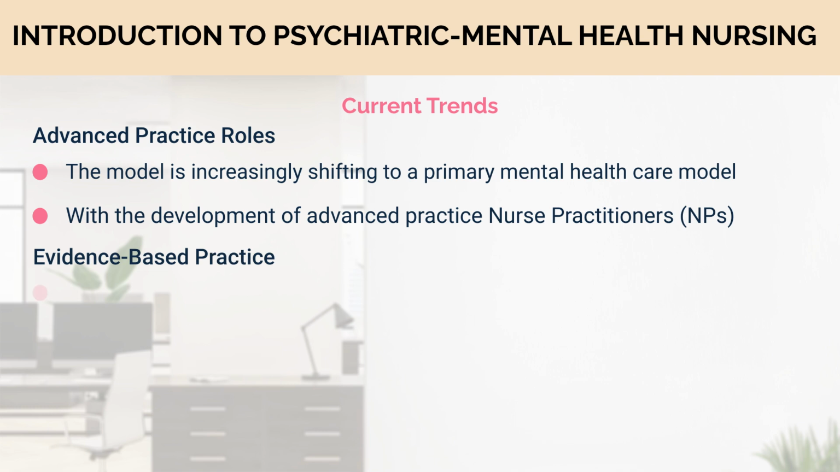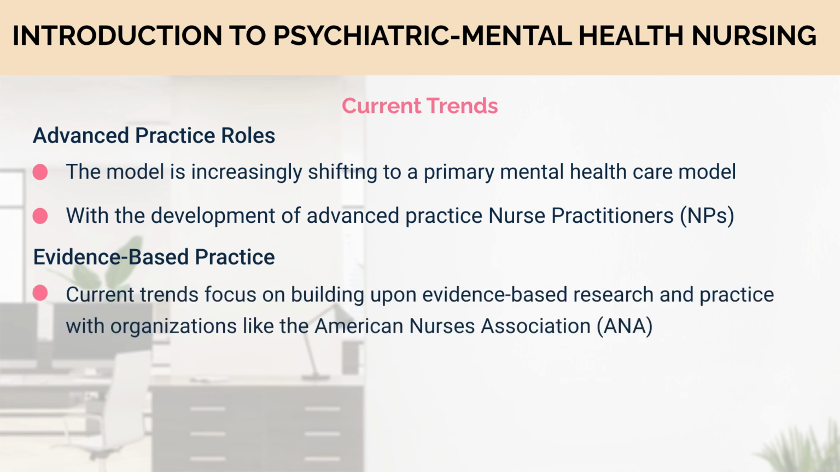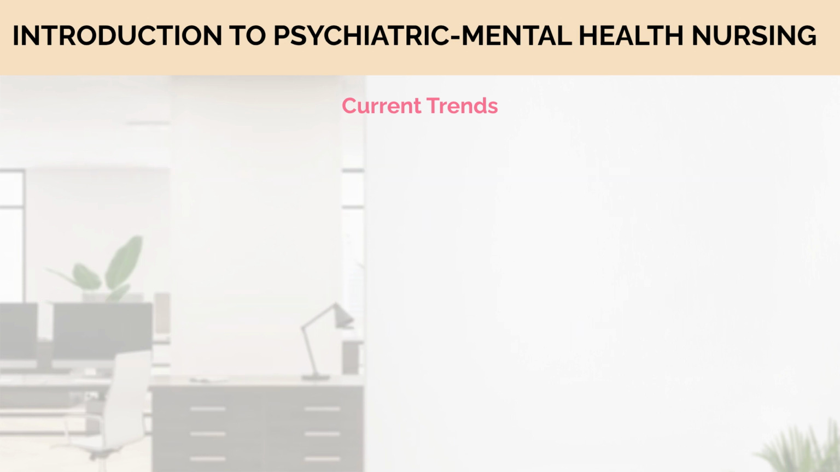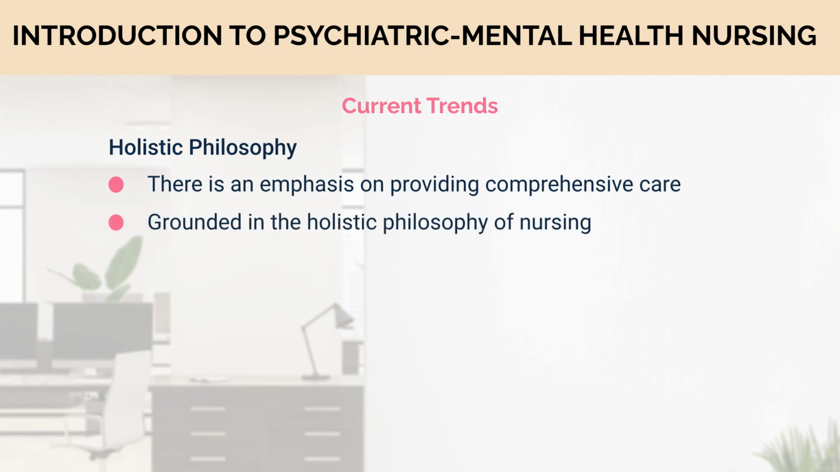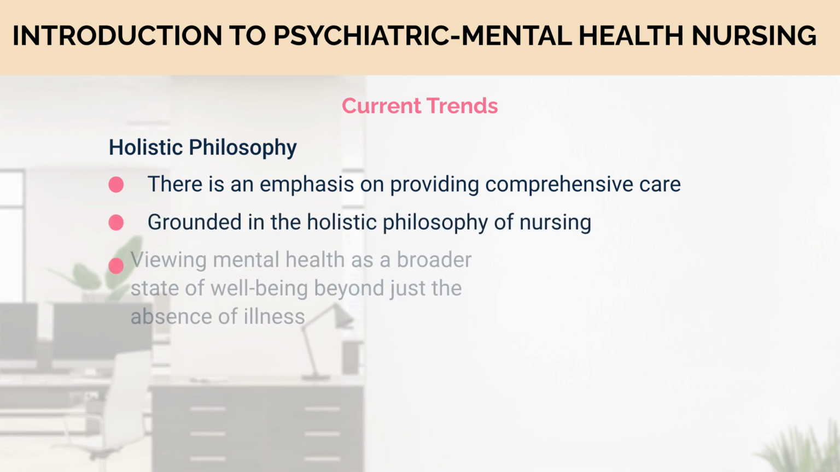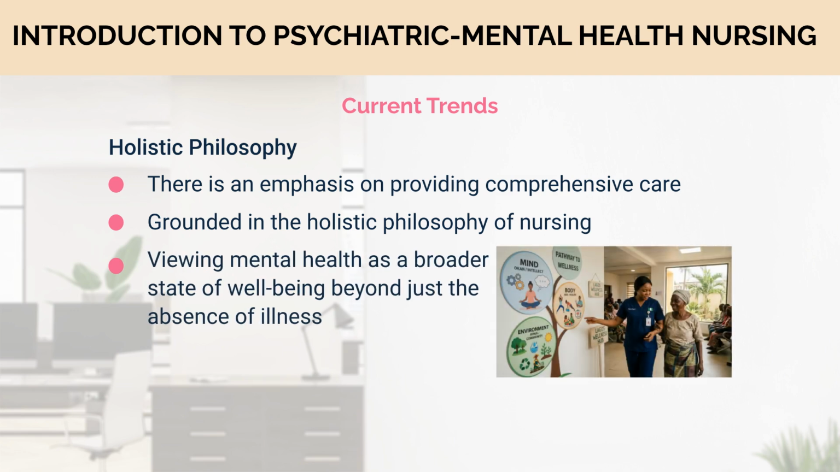Also, we have C. Evidence-based practice. Current trends focus on building upon evidence-based research and practice, with organizations like the American Nurses Association, ANA, providing standards for the specialty. And D. Holistic philosophy. There is an emphasis on providing comprehensive care that is grounded in the holistic philosophy of nursing, viewing mental health as a broader state of well-being beyond just the absence of illness.